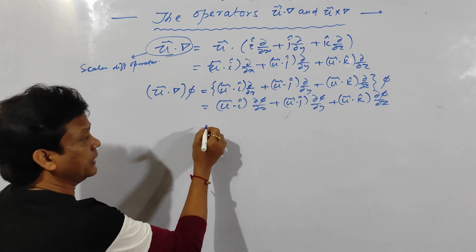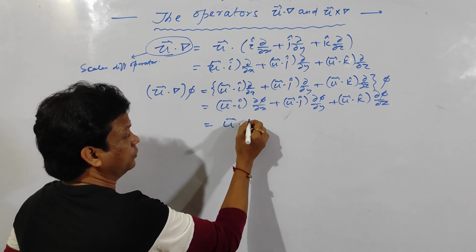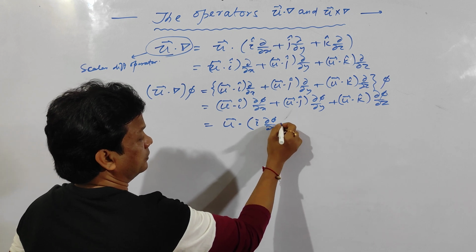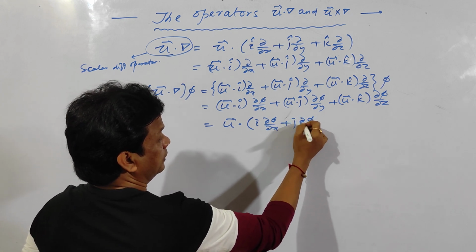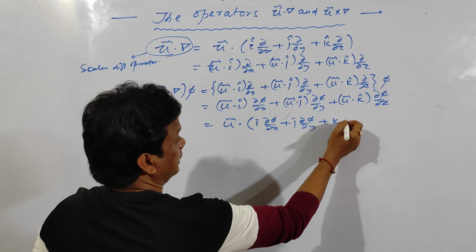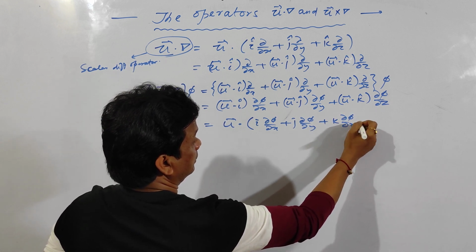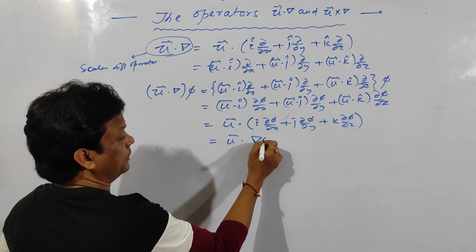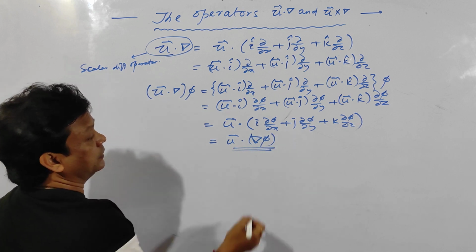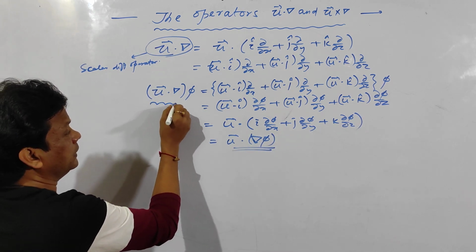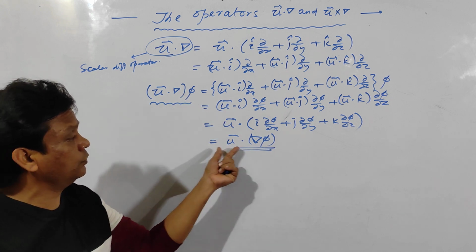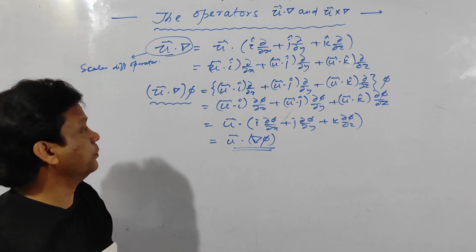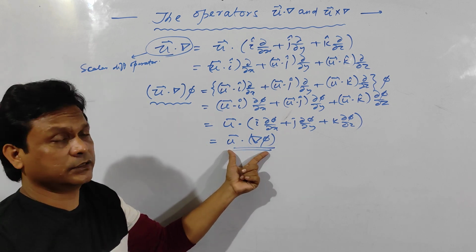And this can be written again, very interesting, take u dot common: i del phi by del x plus j del phi by del y plus k del phi by del z. And this can be written as u dot grad phi. That means u dot del of phi is equal to u dot grad phi. This point is very important. This can be written like this.